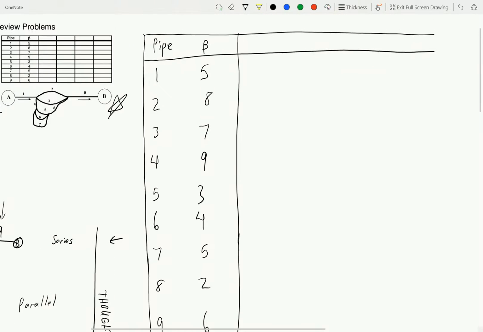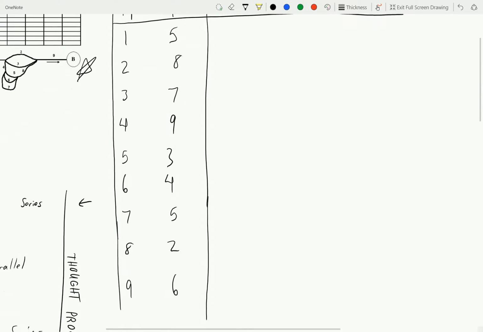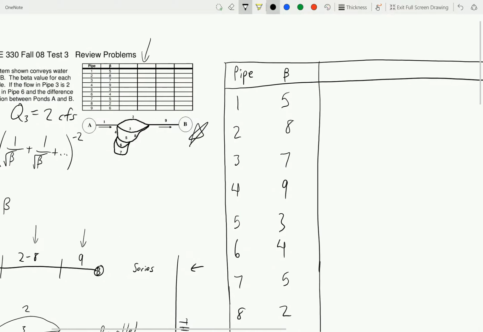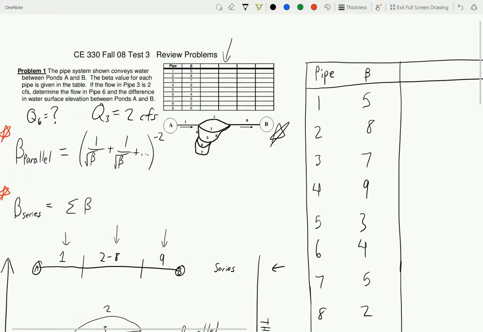So now we have this table over here. It's the exact same thing as this table right here, but I just made it larger. So let's get started.